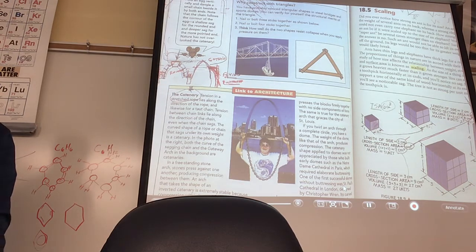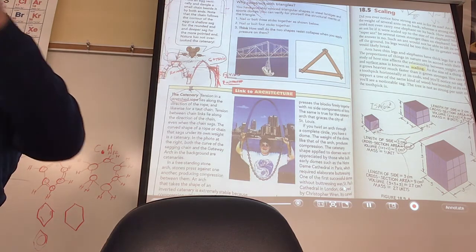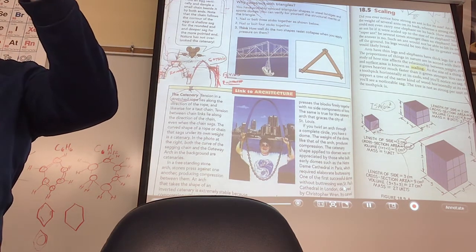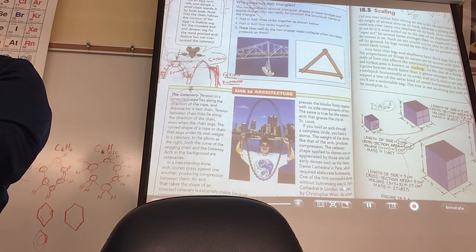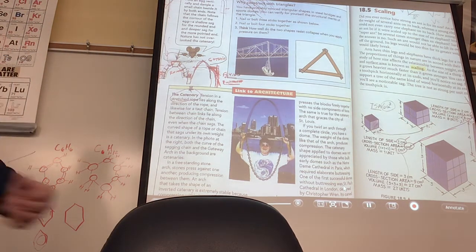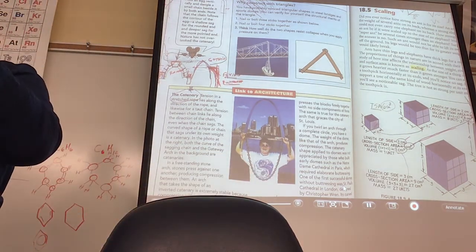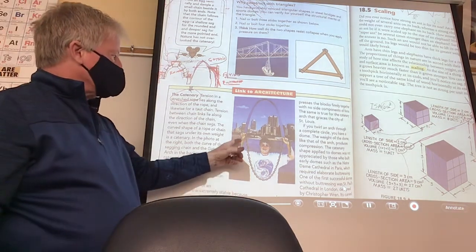And a catenary, believe it or not, engineers will take materials like a chain or a rope, and they'll hang it. They'll let it hang on its own weight, and all the tension forces will make its own shape. And it's a catenary shape. Now, if you were to reverse that catenary shape, you would make a really strong arch.